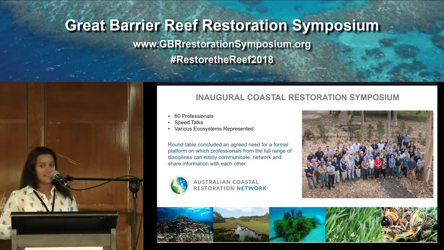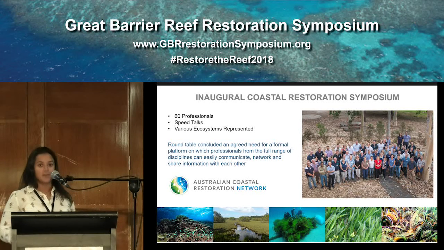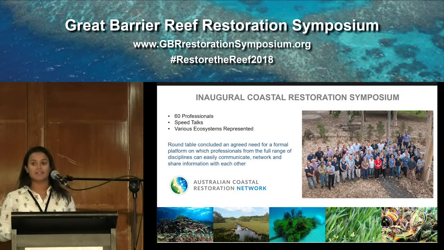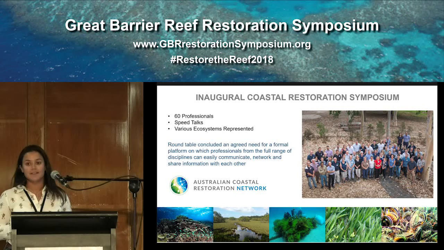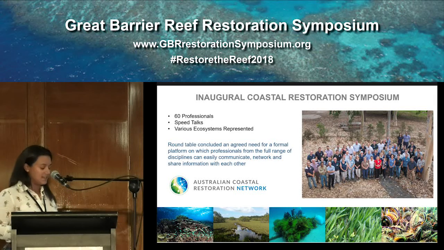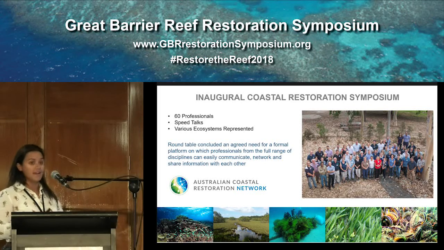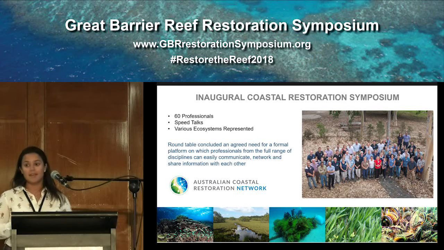So the intent of the Coastal Restoration Network was not to replace anything that already existed. There were obviously already networks in place, so at a much larger level we had the Society for Ecological Restoration, the Australian Marine Science Association, Australian Coastal Society, and the Environment Institute of Australia and New Zealand. We didn't want to replace those, we weren't looking to become a national body that was involved in advocacy, we just wanted to provide a platform that gave everybody working in restoration in the marine environment a place where they can communicate and share work.